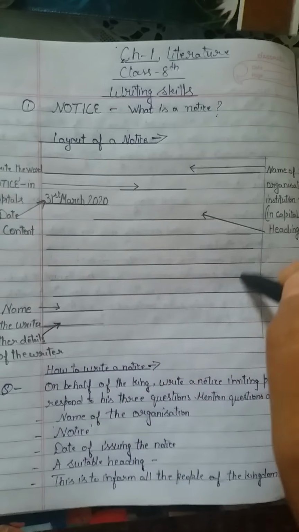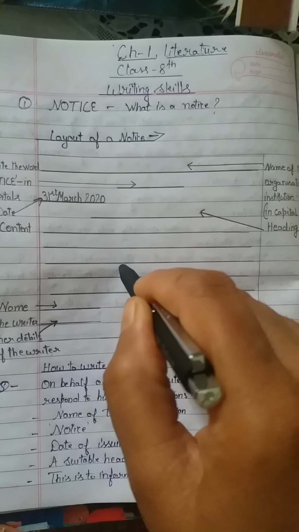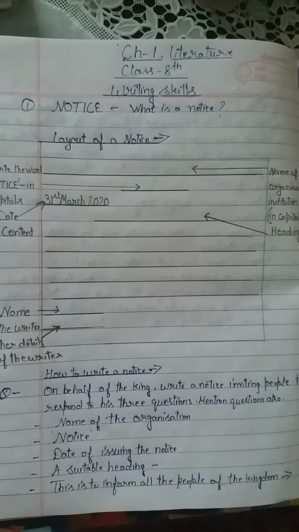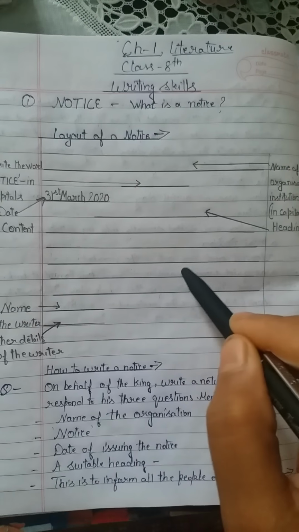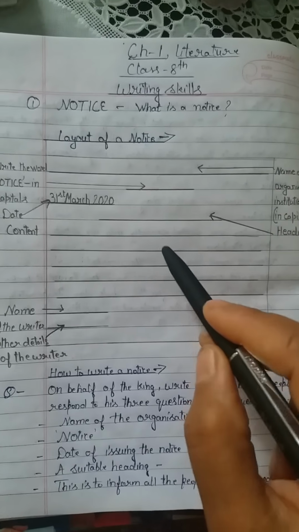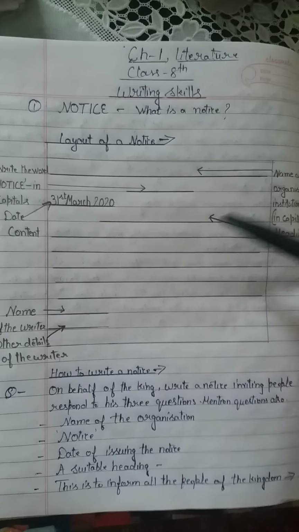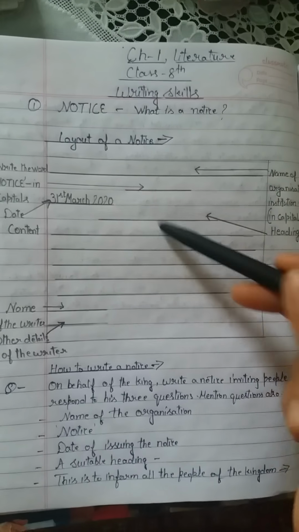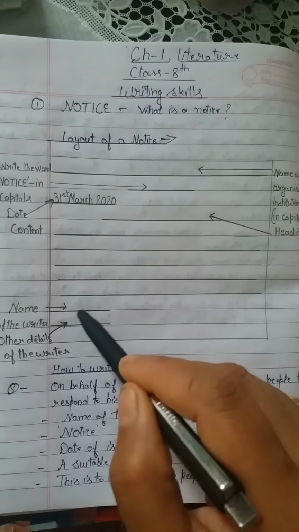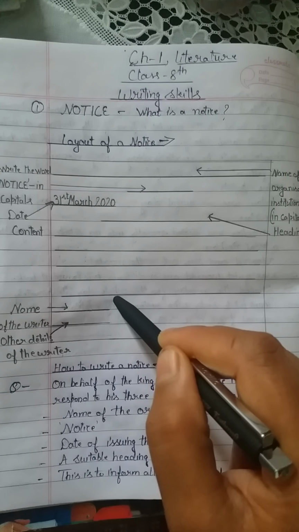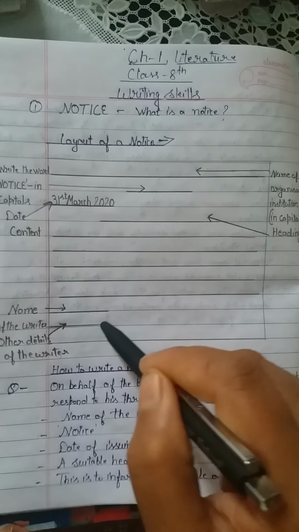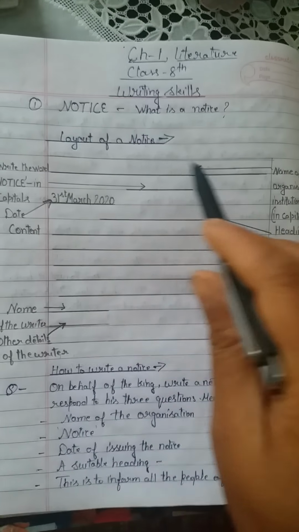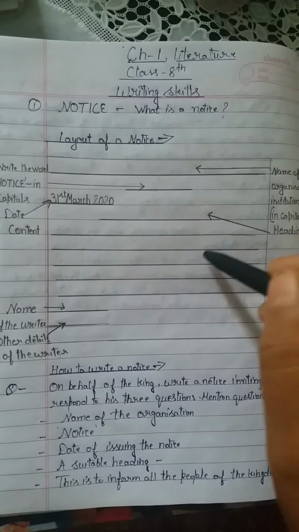Then this is the space for content, and in content the things we usually mention are details of schedule, date, time, venue, program, duration, in case the notice is about an event. Then after we write our content, we write the name of the writer. After the name of the writer, information about the writer. So this is all about the layout of a notice.